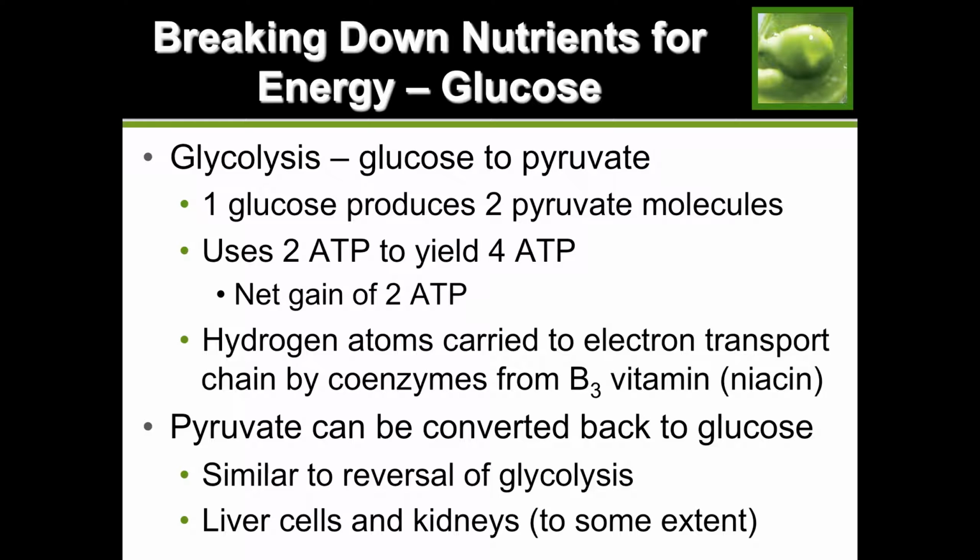Now, pyruvate can be converted back to glucose. It's similar to the reversal of glycolysis. And this happens in your liver cells and sometimes in your kidneys. Not too much, mostly liver.